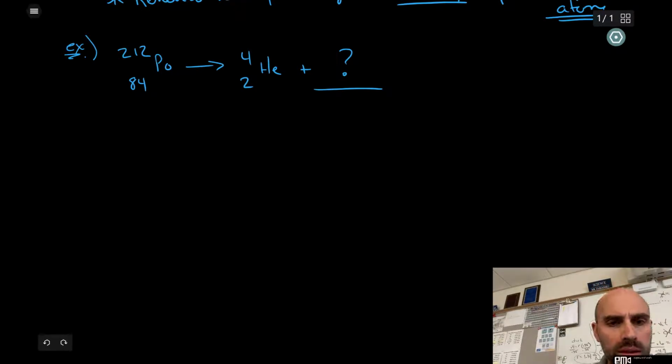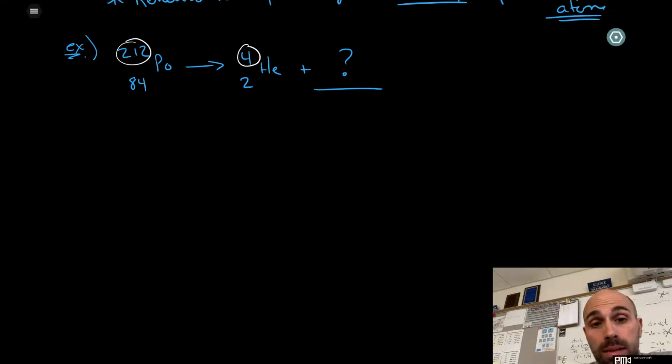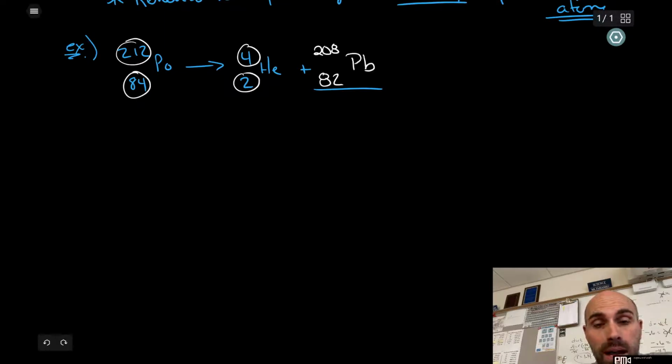So we have 212 on one side. We have 4 and a question mark on the other. What number plus 4 will equal 212? If you said 208, you are correct. Take a look at the bottom. We have 84. What number plus 2 will equal 84? If you said 82, you're also correct. So what you want to do is go to your periodic table and look up what atomic number corresponds to 82. We're writing down 208 on top, 82 on the bottom, and looking at our periodic table, it is Pb for lead.